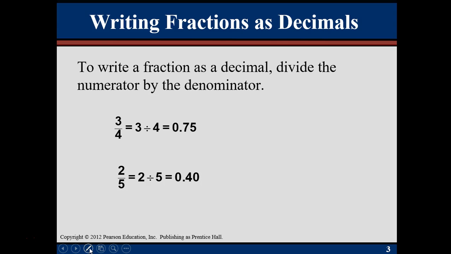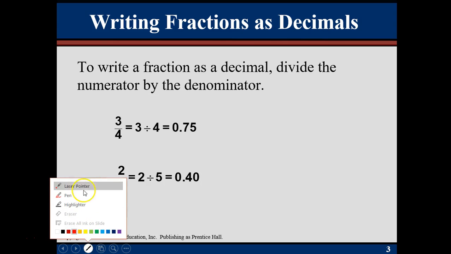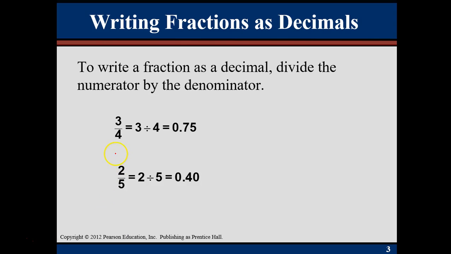To write a fraction as a decimal, you simply divide the numerator by the denominator. In your calculator, you would type 3 divided by 4, and it would give you 0.75. If you don't have a calculator, the denominator will come on the outside, and the numerator will go inside of the divisor. You would add a decimal point and a 0 so that you can begin your division. 4 doesn't go into 3, but it does go into 30. 4 goes into 30 7 times. 7 times 4 is 28.